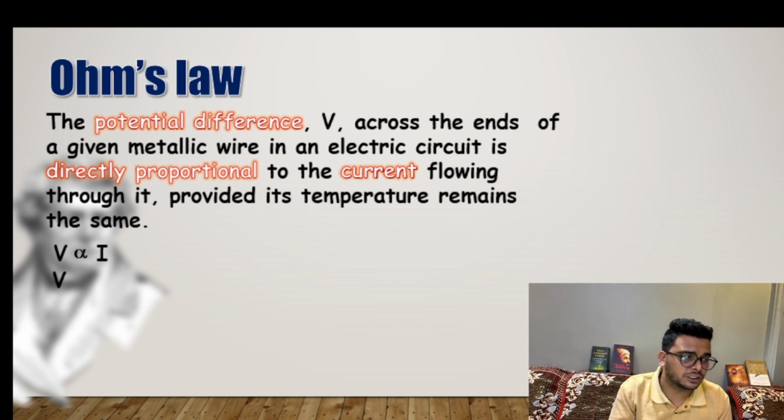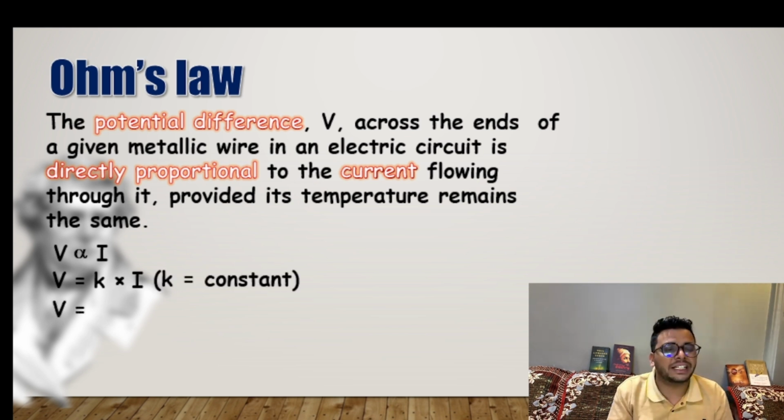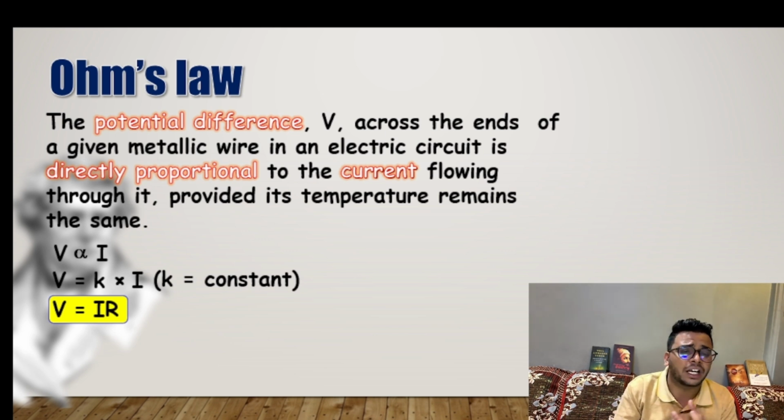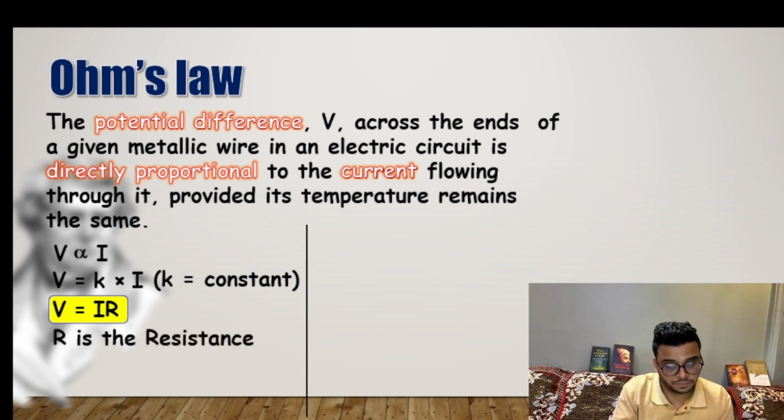Similarly, the next step is putting a constant by removing the proportional sign. So we get V as K I. The constant is nothing but what is also known as resistance. So we get the formula V is equal to IR, where R is the resistance, and as it was given by the scientist called Ohm, its SI unit is ohm.